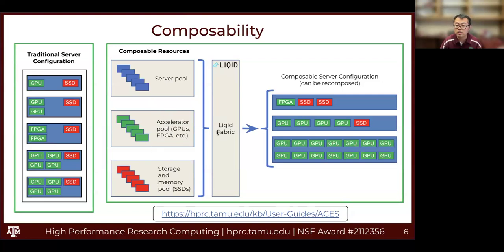Then we can use the Liquid composable fabric to pull resources from these pools and compose different nodes. For example, you can see here, we can even compose a 14-GPU node. That's a great advantage because some applications are hard to run across nodes, and the bandwidth across nodes is not that good. So if we can compose these nodes through the composable fabric, it will be much easier for the user to run their workflows.